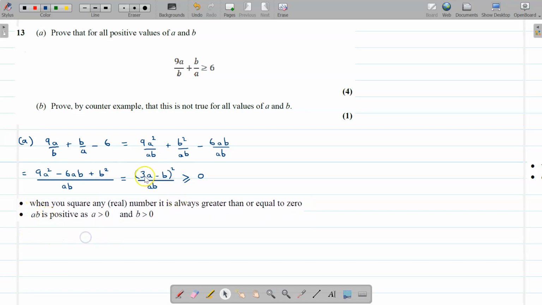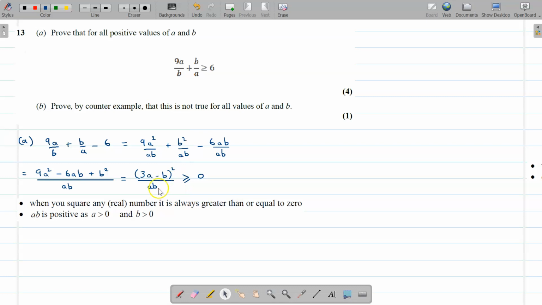So when you square any real number, it's always greater than or equal to 0. Okay, so it doesn't matter what a and b are, that can be a negative number in that bracket. If you square it, it's going to be positive, greater than 0 or equal to 0. The only way it would be less than 0 is if a and b weren't real numbers, and we have to assume that they are in this problem. And then underneath we have a positive number. So ab is always positive because it tells us that both a and b are positive numbers. So because the denominator is always positive and the numerator is always non-negative, the whole thing is greater than or equal to 0.